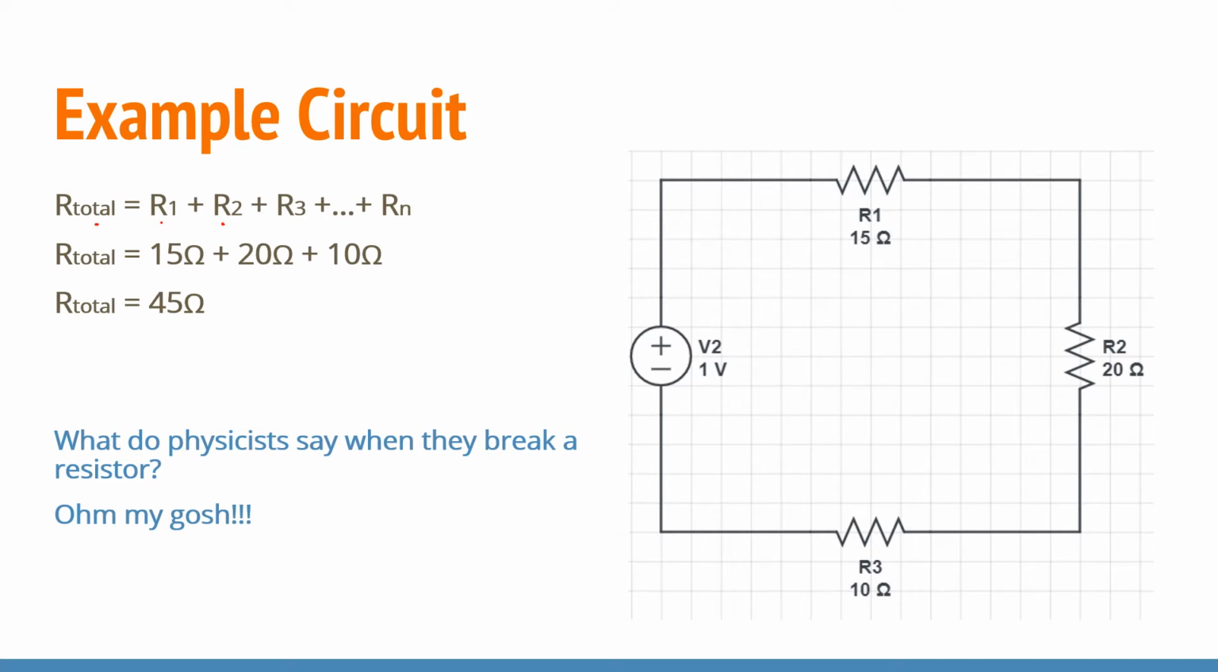So we'll simply plug in values for R1, R2, and R3. We know that R1 equals 15 ohms, so we plug that number in for R1. We know that R2 equals 20 ohms, so we plug that in for R2. And we know that R3 equals 10 ohms, so we can plug that in for R3. Then we simply add them together and we find out that the total resistance is equal to 45 ohms. 15 plus 20 plus 10 ohms gives us 45.